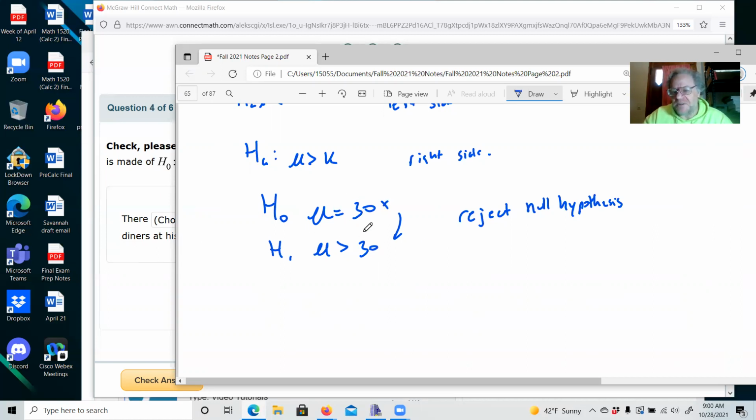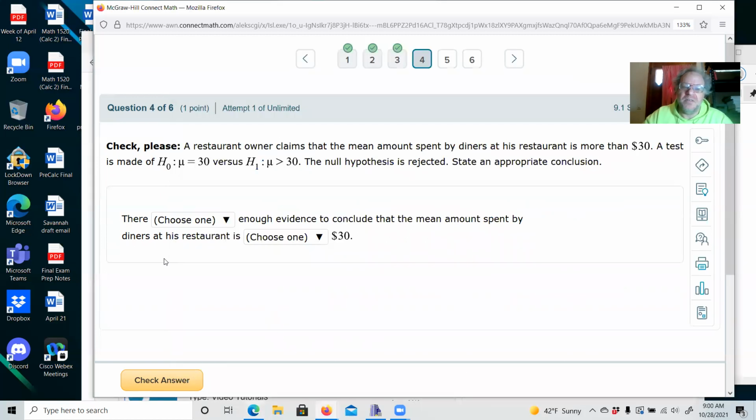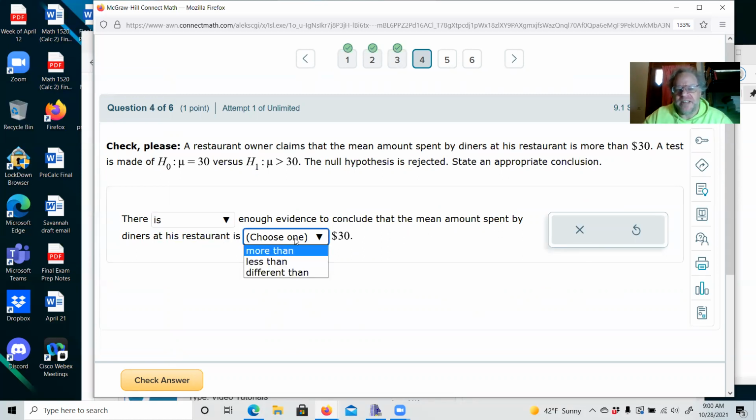So we're not accepting it. We're just saying this one is wrong. Not claiming being right, just that the other person is wrong. So we're going to say we've rejected the null hypothesis. There is enough evidence to conclude the mean amount spent at diners of this restaurant is more than $30, because that's what we said. We rejected this conclusion. We're taking this one.